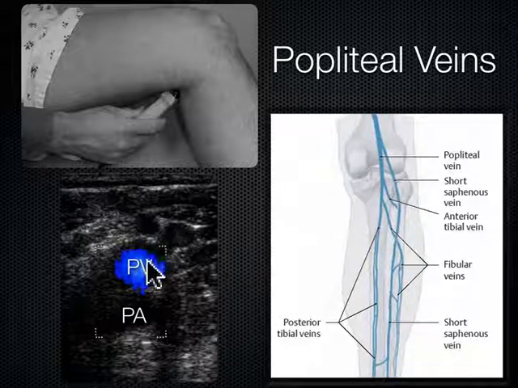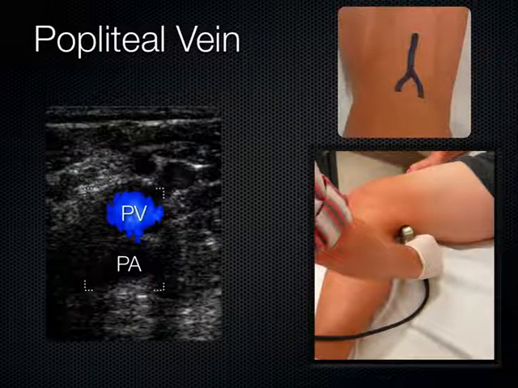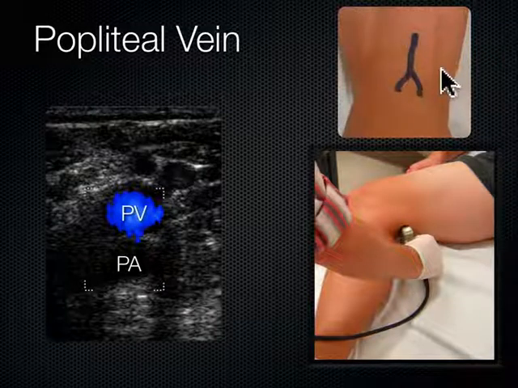And so here's the popliteal vein, here's the popliteal artery. The vein comes to the top in the pop. That's how you can remember that. And again, it's this sort of bifurcation that occurs. That's sort of the area that you're going to be looking at.